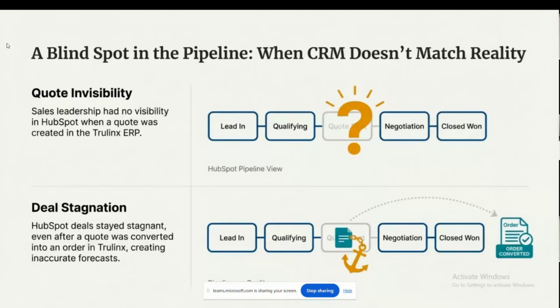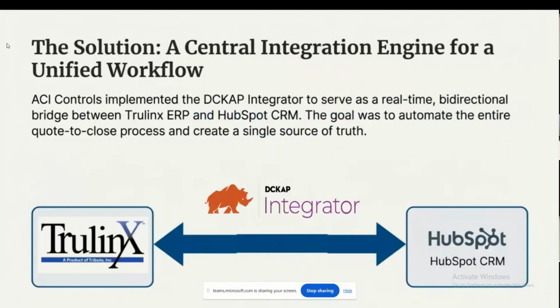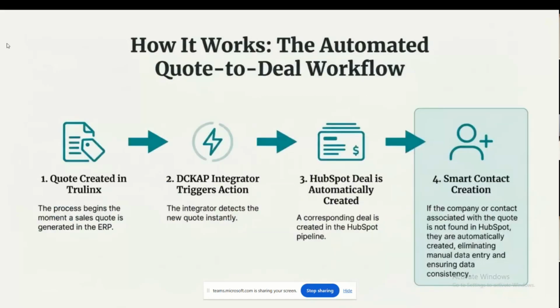Then there is the problem of deal stagnation. Even when a code gets converted into an order in the tooling system, if that is not updated in the HubSpot system, it also leads to poor data and analytics-related inefficiencies on the HubSpot side. So to solve this, we made tooling and HubSpot talk to each other using the DCKAP integration. The goal was to automate the entire code-to-order conversion process and create a single source of truth, so that the data in HubSpot is in sync with the tooling system.